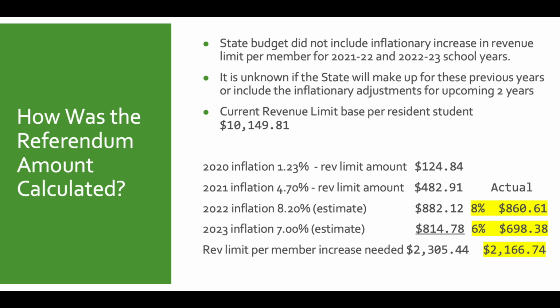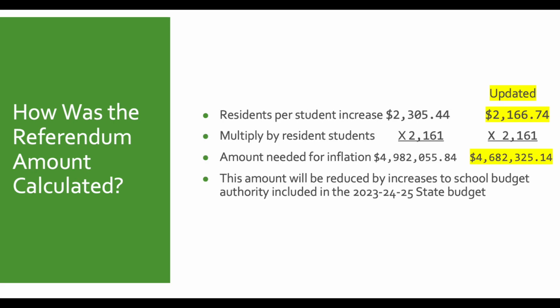Before you switch real quick, so the bottom line is $2,300 or $2,165 increase per student is what we need to keep up with inflation, depending on what we look at that estimate for this last year. Yep. So what does that mean total dollar-wise? So total dollar-wise, we take the $2,300 that we said amount per student we need to increase to keep up with inflation, multiply it by just our resident students, so 2,161, we get $4,982,000. So when we originally started talking about this, we rounded it to 4.9 million.